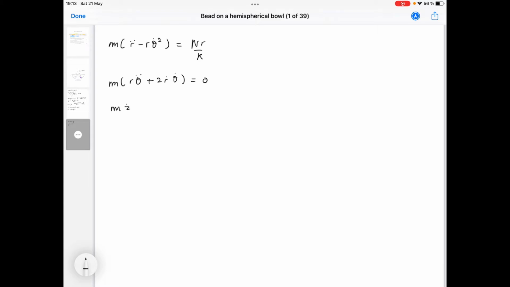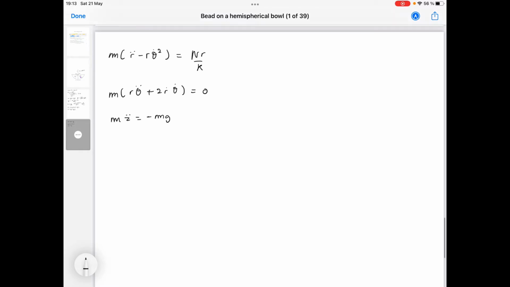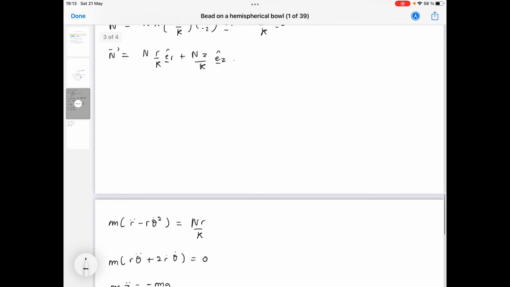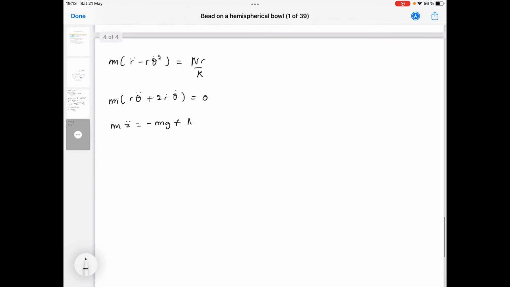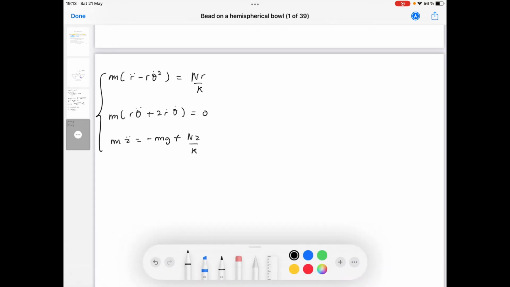So m z double dot is going to be minus mg, so the weight, plus the z component of the normal force. And so the z component of the normal force is this. So it's going to be N times z over R. So these are the Newtonian equations for the motion of the bead. So now we can look at the next question.